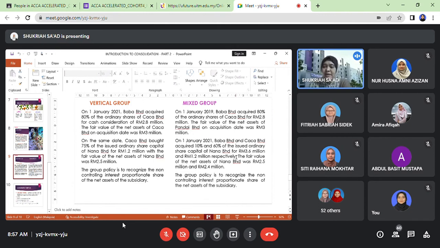On the same date, Chacha bought 75% of the issued ordinary share capital of Nana for 1.2 million. The fair value of the net assets of Nana was 2.5 million. NCI is measured using the proportionate share, which is partial goodwill. Let's look at the diagram.